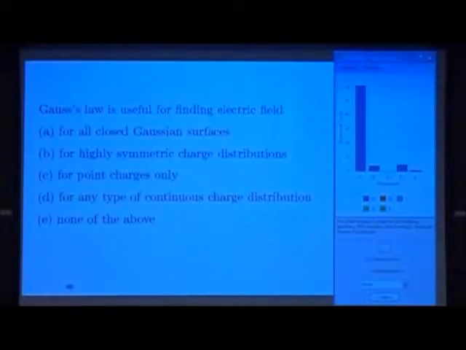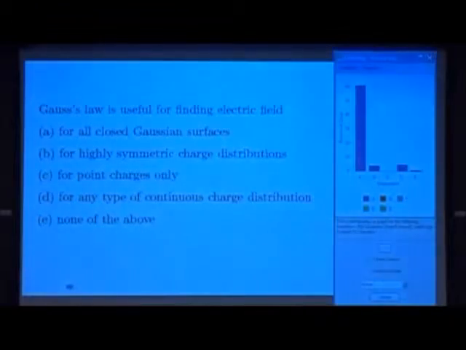Gauss's law is useful for finding electric field only for cases where you have highly symmetric charge distributions, such as a uniform sphere of charge, or for example an infinite sheet of charge, or for example a cylinder with charge uniformly distributed on it. Only for those kinds of problems will Gauss's law be useful for finding electric field. Because do you see what the question is asking? Is it useful for finding electric field?